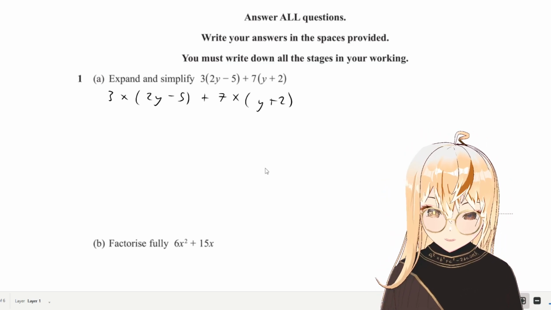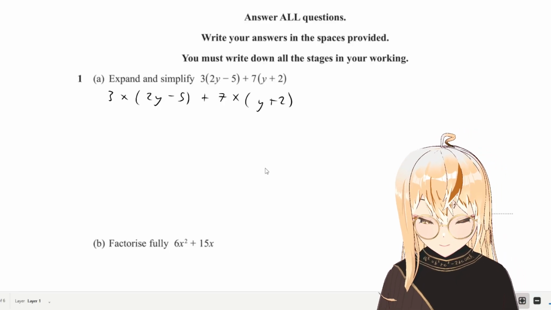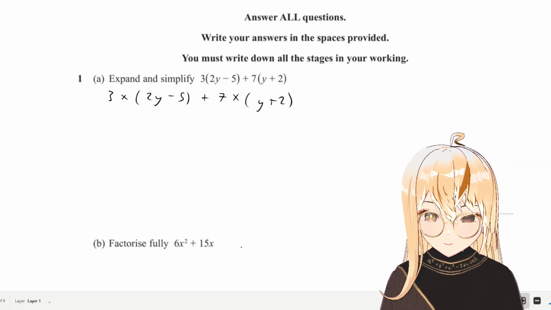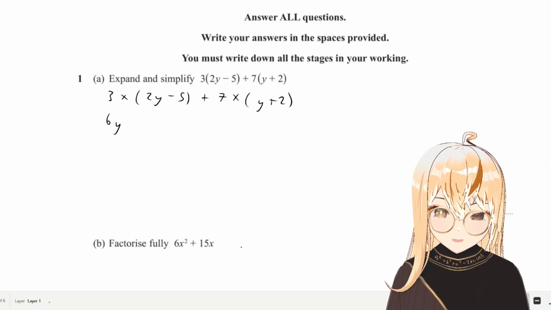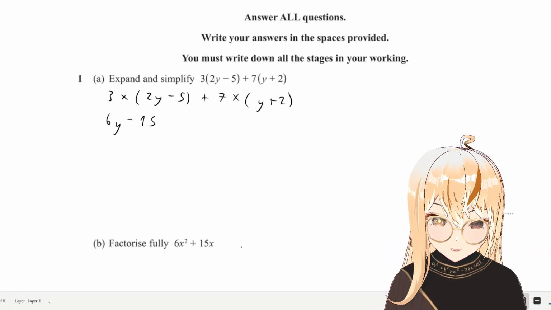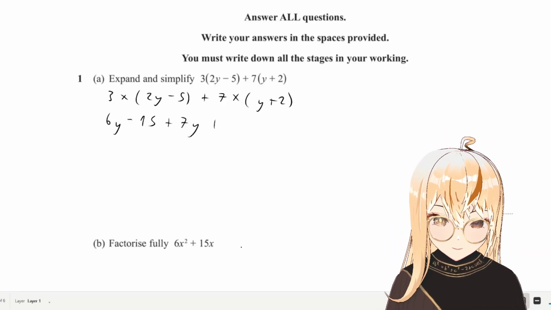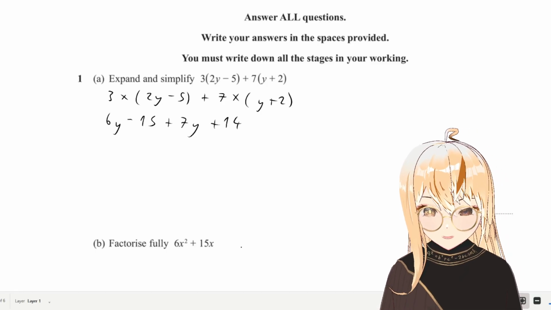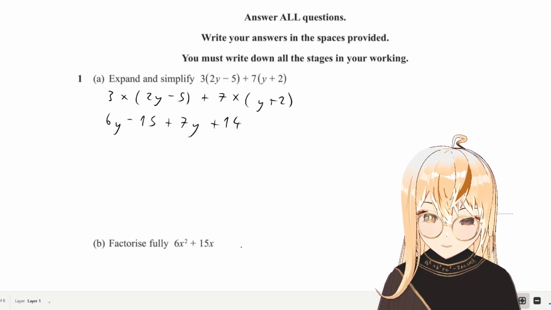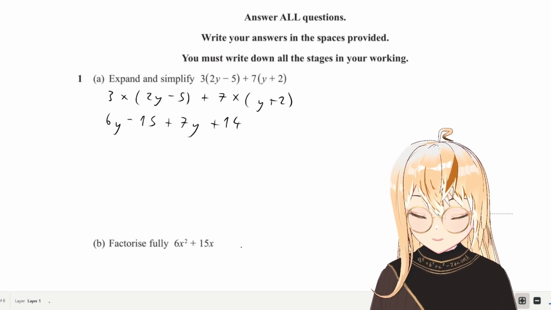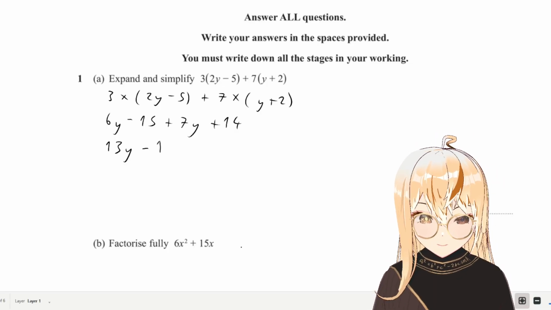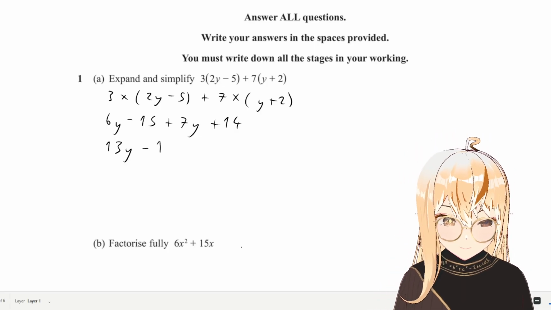The way you expand brackets is you multiply each term inside the bracket by the term outside the bracket. So 3 times 2y would give 6y, and then 3 times minus 5 would give minus 15. And same thing on the right, so 7y plus 14. Now we need to simplify, so collect our like terms, which would give 6y plus 7y, which is 13y, and then minus 15 plus 14, which is just minus 1. So our answer is 13y minus 1. Nice.